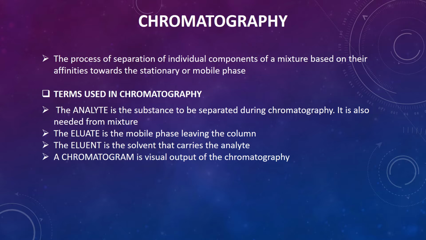So now some basic terms used in chromatography. First one is analyte. Analyte is the substance that is to be separated during the chromatography, and it is also something that is needed from the mixture. The eluate is the mobile phase that leaves the column. The eluent is the solvent that carries the analyte, and a chromatogram is a visual output of the chromatography or a visible record. For example, a graph showing the result of separating the components of a mixture by chromatography.